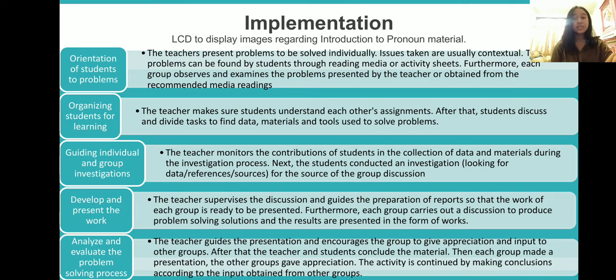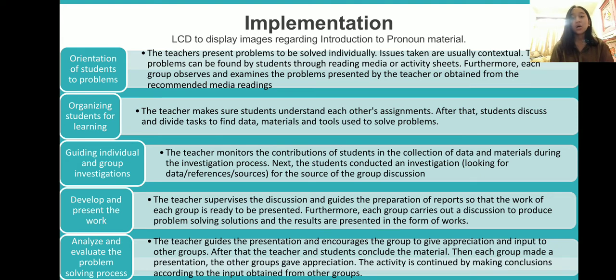And the next, the implementation. In this activity, materials and tools are needed to support learning activities using the problem-based learning method, including an LCD to display images regarding the introduction to pronouns material. And the stages of learning are, first, orientation of students to the problem. The teacher presents problems to be solved individually. Issues taken are usually contextual. This problem can be found by students through reading media or activity sheets. Furthermore, each group observes and examines the problems presented by the teacher or obtained from the recommended media readings.